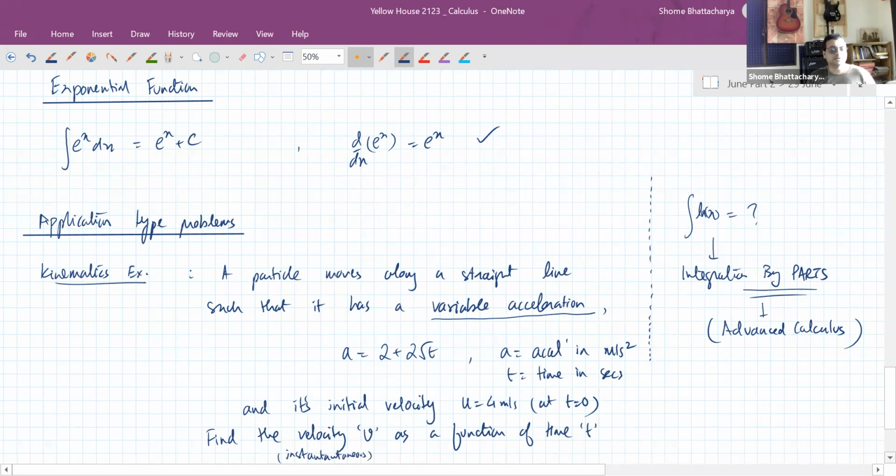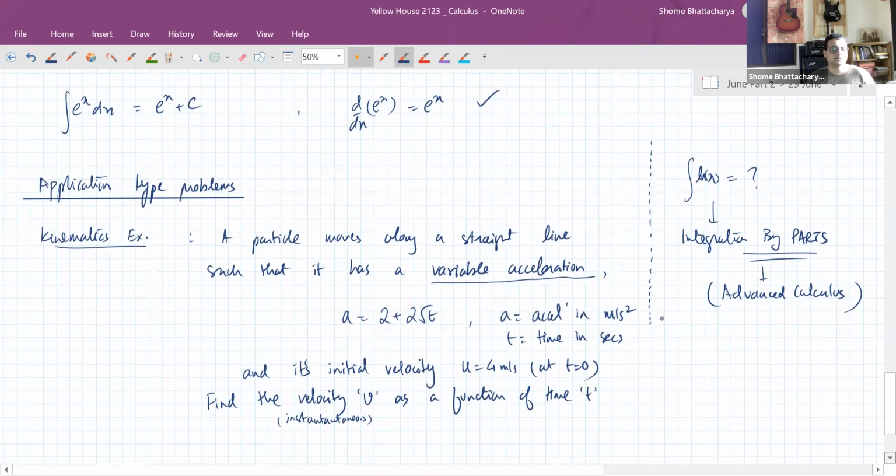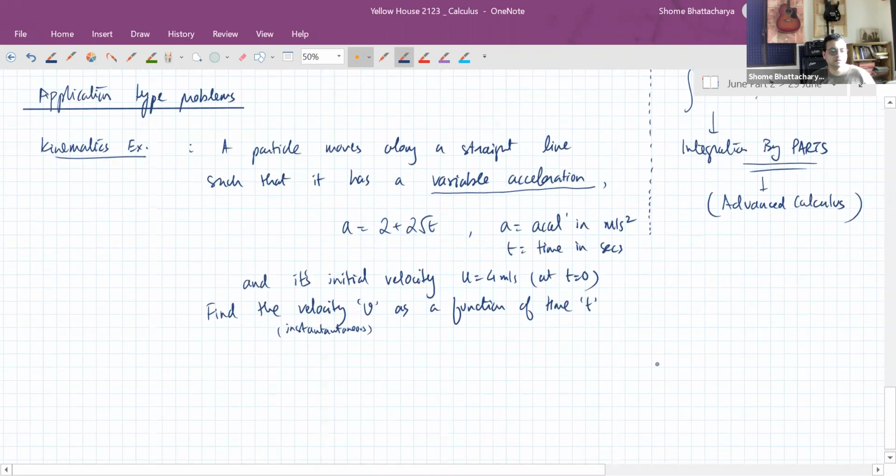So this is a typical example of the reverse process of differentiation, or integration. The concept we'll use over here, you can try this question out yourself. I'll just give you a hint: we know that instantaneous acceleration is defined as the rate of change of velocity. So that means velocity should be the antiderivative of this.